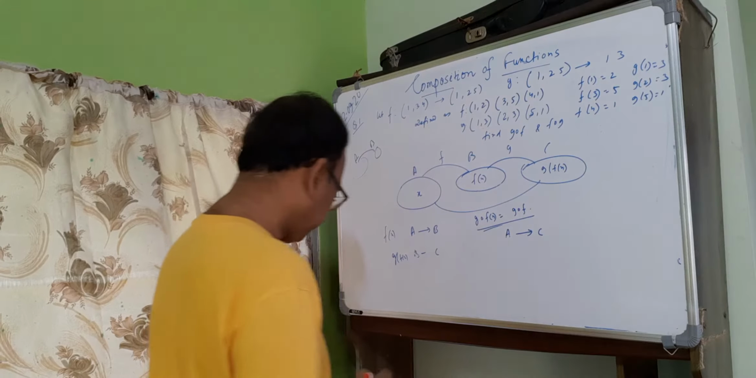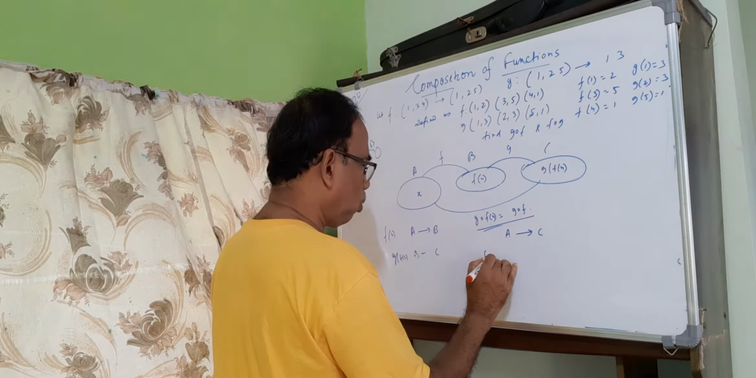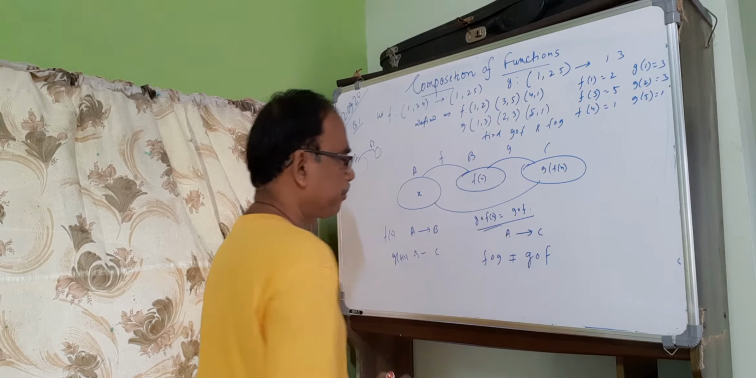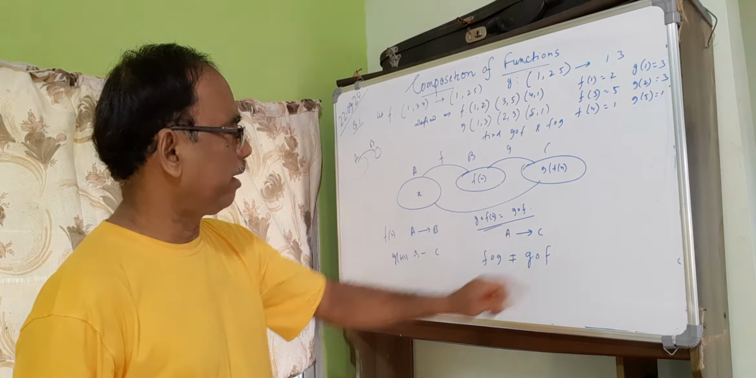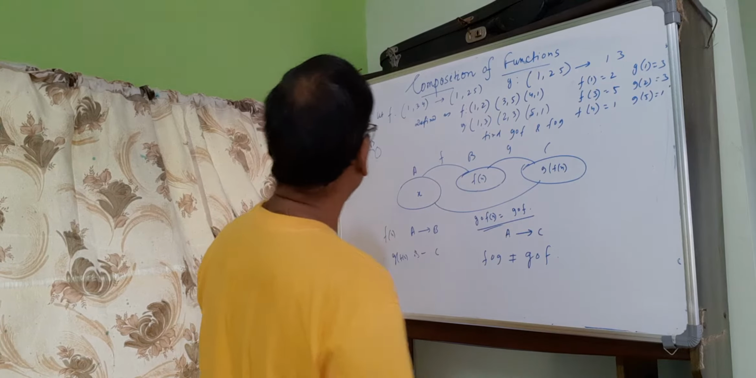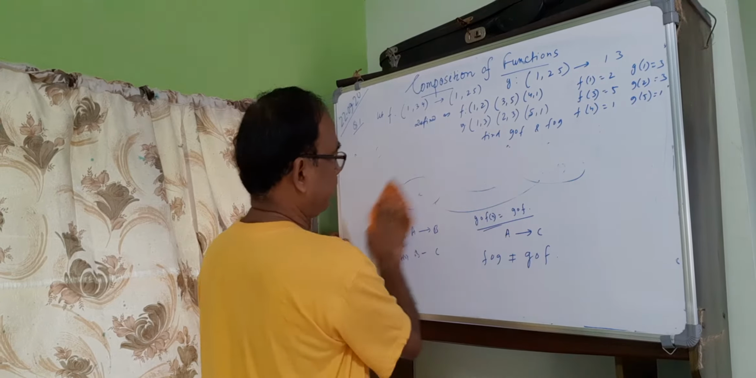In this case, from A to C, FOG is not equal to GOF. FOG and GOF are not equal. Now let us do sums related to composition of function.